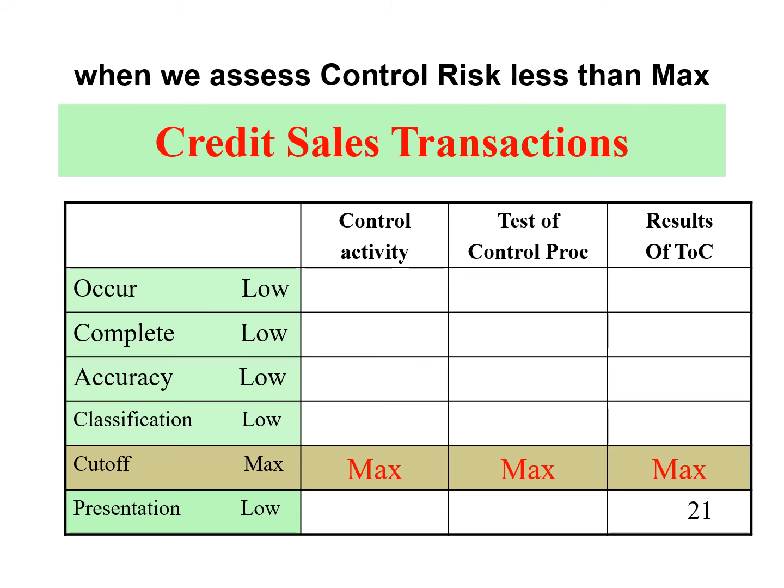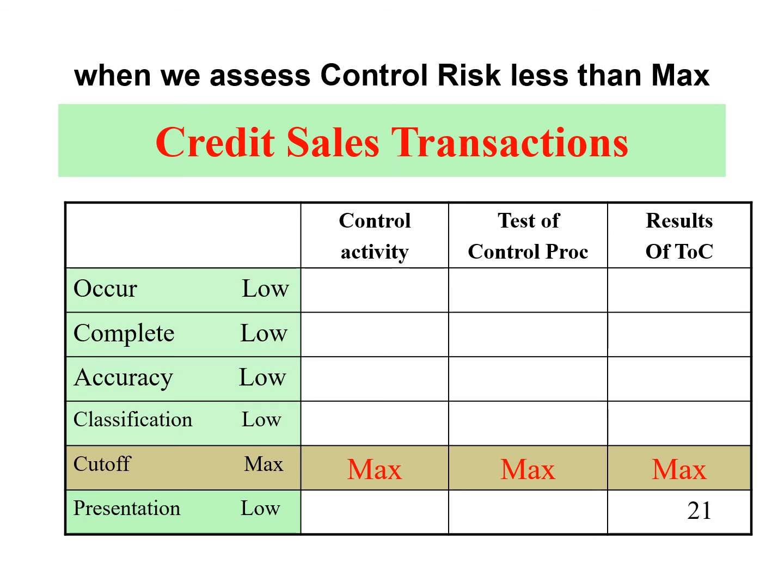Now, we take the assertions, and now we're just talking about credit sales transactions, one significant class of transaction. And down the left-hand side, we've got the various assertions, objectives, if you will. And auditing standards say whenever we assess control risk as anything less than maximum, then we're going to have to identify control activities related to the assertion, test the controls, and evaluate the results.